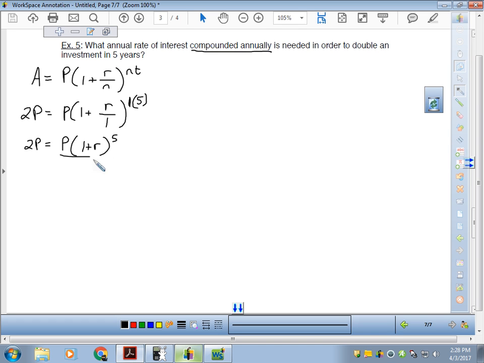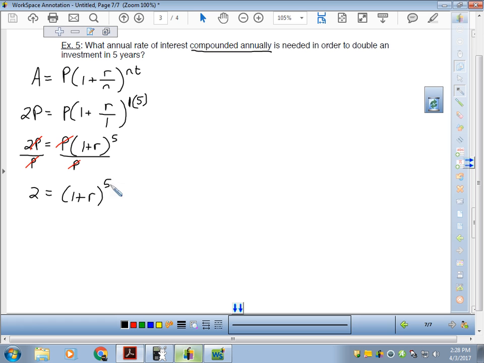Now, the next thing we're going to do is divide both sides by P. What happens is the P's will cancel out. So this P will cancel out that P, this one will cancel out that one. And so we end up with 2 equals 1 plus r to the 5th power.